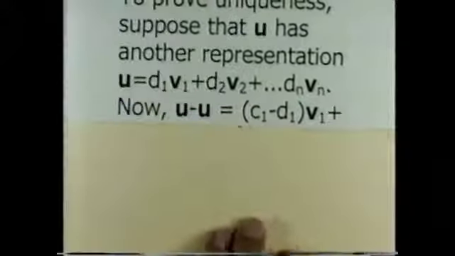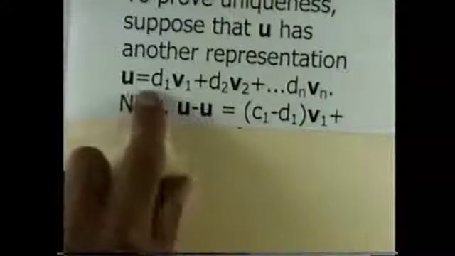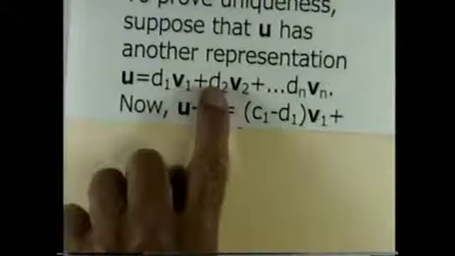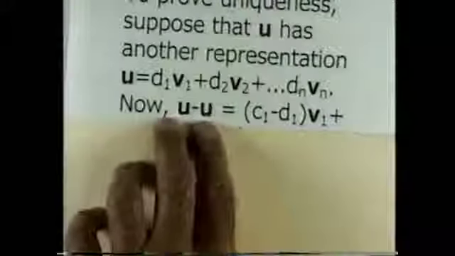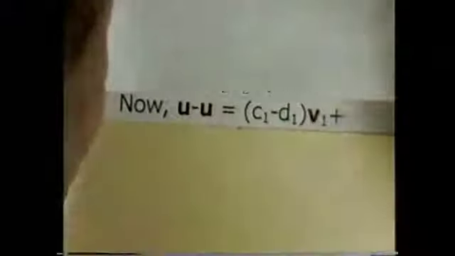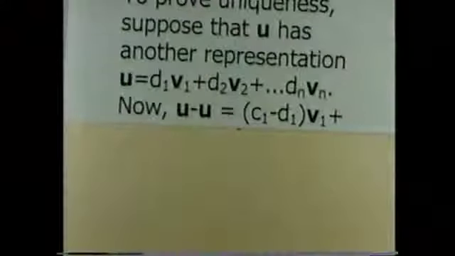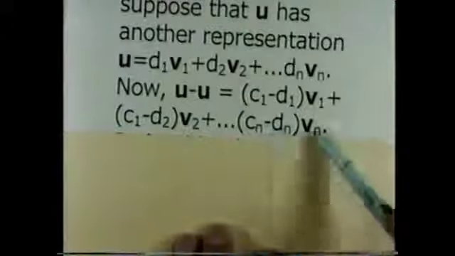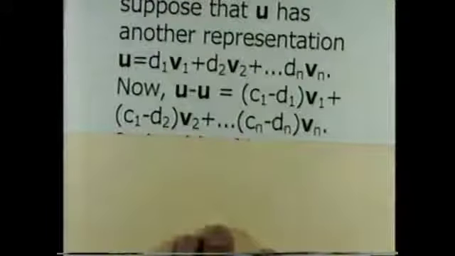What I'm going to do is just subtract U minus U. On the other sheet, remember U was C1V1 plus C2V2 and so forth. So if I subtract U minus U, I've got (C1 minus D1)V1, (C2 minus D2)V2, and so forth, up to (Cn minus Dn)Vn. That's just subtracting term by term. But of course, we know U minus U is the zero vector. So I have 0 is equal to (C1 minus D1)V1 plus (C2 minus D2)V2 plus ... plus (Cn minus Dn)Vn.